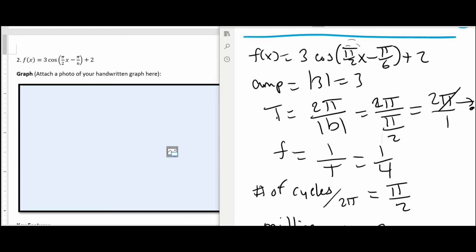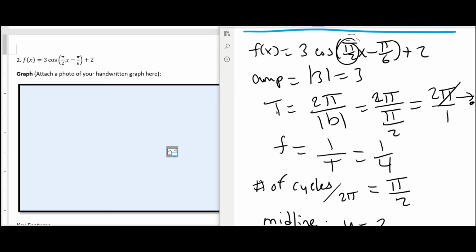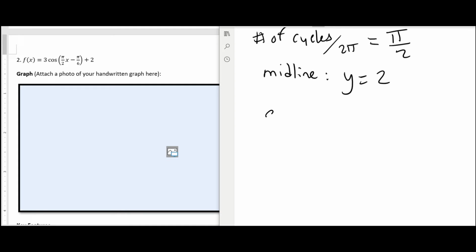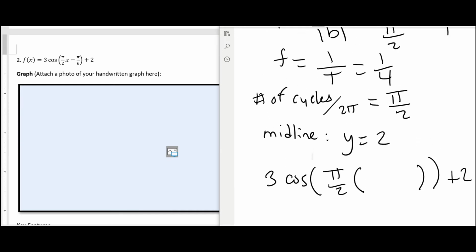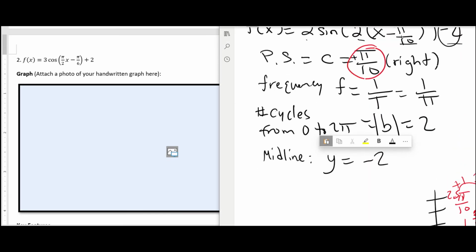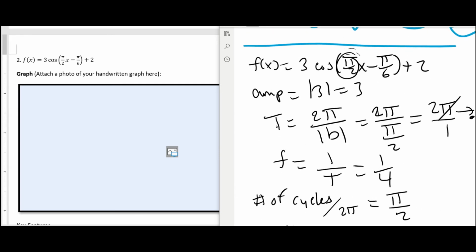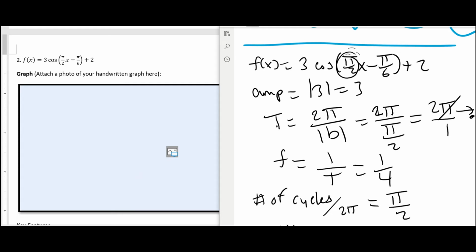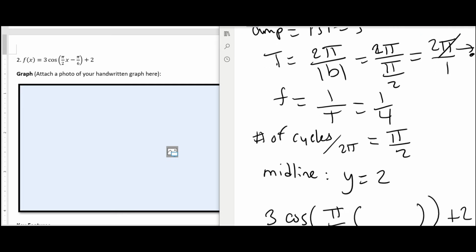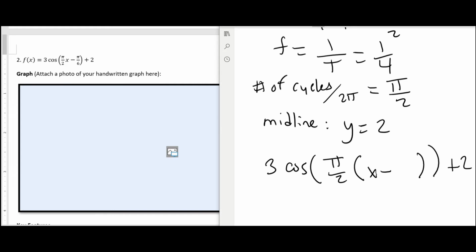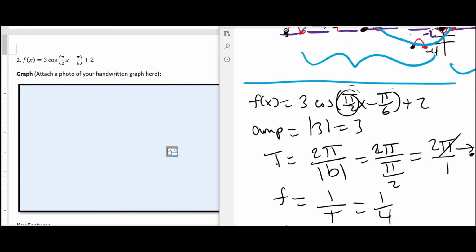And then we'll have to do the phase shift. So that means we'll have to pull the pi over 2 outside, right? So we have 3 cosine. We're going to pull the pi over 2 out on the inside. So if I pull the pi over 2 out from x, well then that's just going to be x left over. So we have x minus, and then if I want to pull it out from the pi over 6, well, I have to do pi over 6 divided by pi over 2.